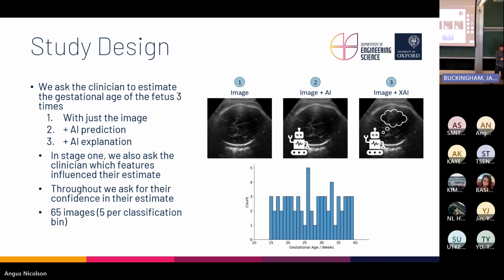So the study is composed of 3 different parts, 3 different stages. We asked the clinician to estimate gestational age with just the image. Then we asked them to estimate it with the image and the prediction from our algorithm. And then we asked them to do it a third and final time with the prediction from the algorithm and with an explanation for that prediction. So we can see how each of these components improve or not improve their performance. In stage 1, we also asked the clinician to give us a load of features that they think influence their estimate, because then we can compare those features with what the model says it's using.